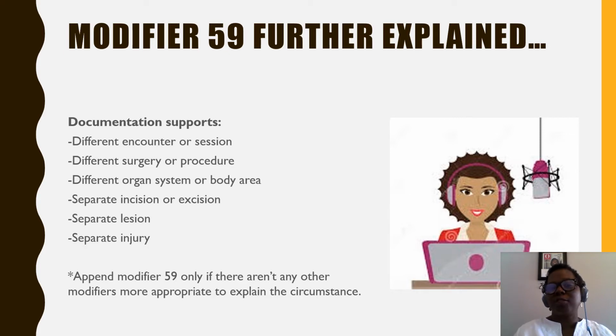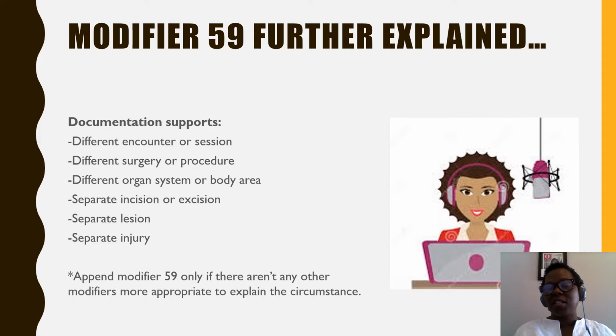There should be a different surgery or procedure. There should be a different organ system or body area. There should be a separate incision or excision. There should be a separate lesion, and or there should be a separate injury. So these are some of the things that you would need to look for in order to determine if modifier 59 is applicable to that specific encounter.